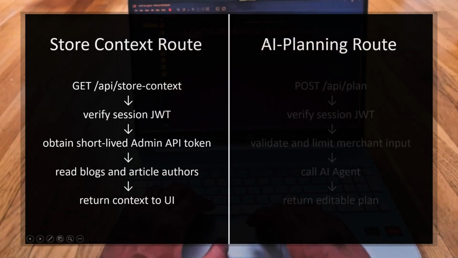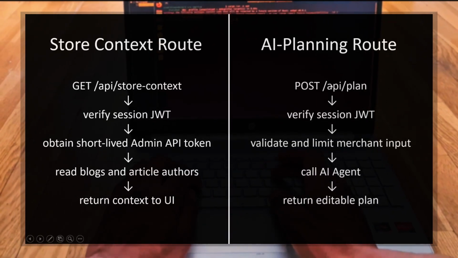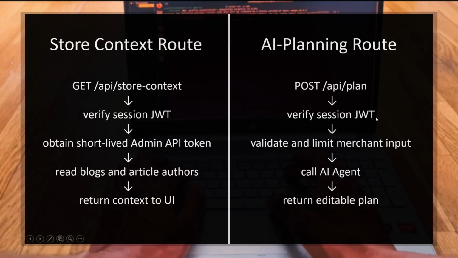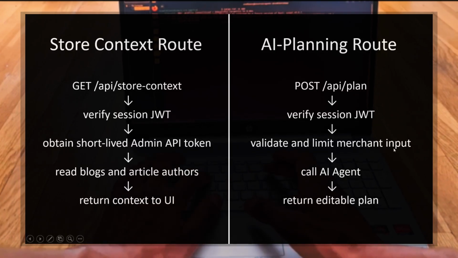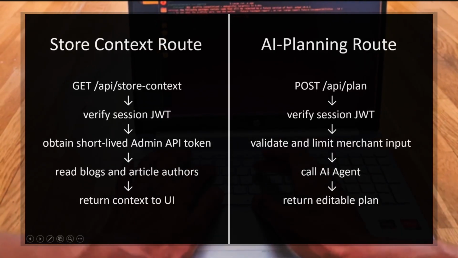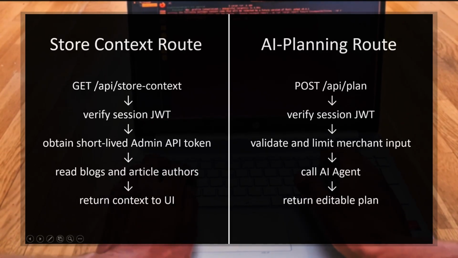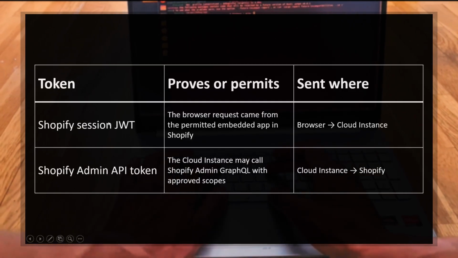The AI planning route, let's say here we ask for a plan, we POST to API plan. We verify the session JWT. We validate and limit merchant input. We call the AI agent, and we return an editable plan. So we're managing the encoding of the context.